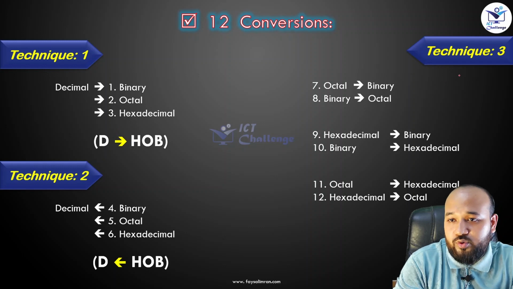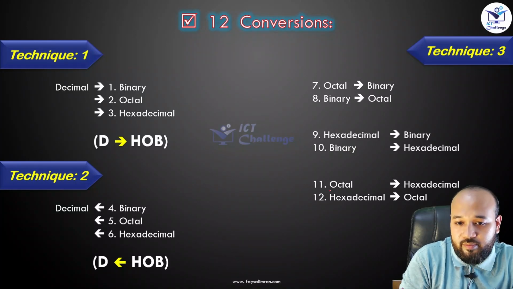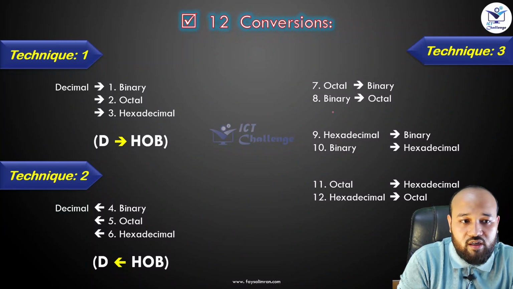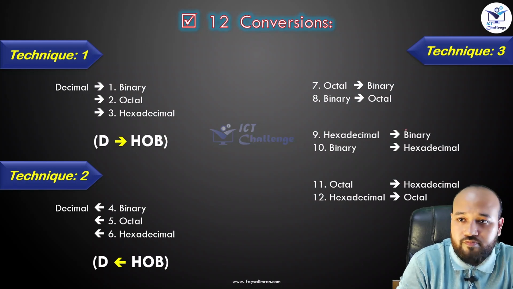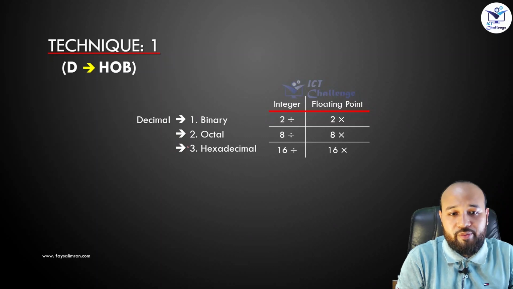Now we have to learn technique 3. Here, octal to binary, technique rule number 7. Rule number 8, binary to octal. 9, hexadecimal to binary. Rule number 10, binary to hexadecimal. Rule number 11, octal to hexadecimal, and 12 is hexadecimal to octal. That means all of the number system conversions are in technique 3. Okay, so at first we have to remind something.